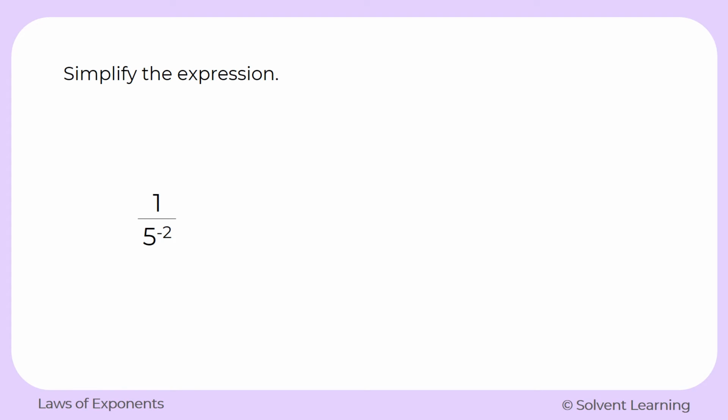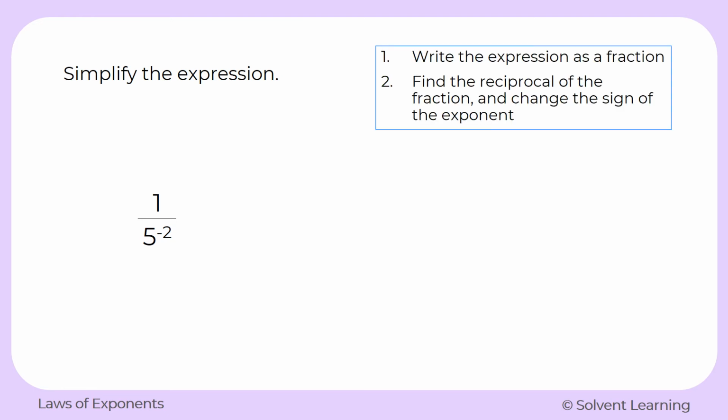For our next example, we have 1 over 5 raised to negative 2. So whenever we see that we have a negative exponent in our expression, we want to recall those 2 steps to help us to change this into an expression with a positive exponent. So our first step says to write the expression as a fraction. Well, our expression is already a fraction, so we don't have to change anything for step 1. Step 2 is to find the reciprocal of that fraction, so we're going to flip it and change the sign of the exponent. So our negative 2 becomes a positive 2. And it will look like this, 5 squared over 1.